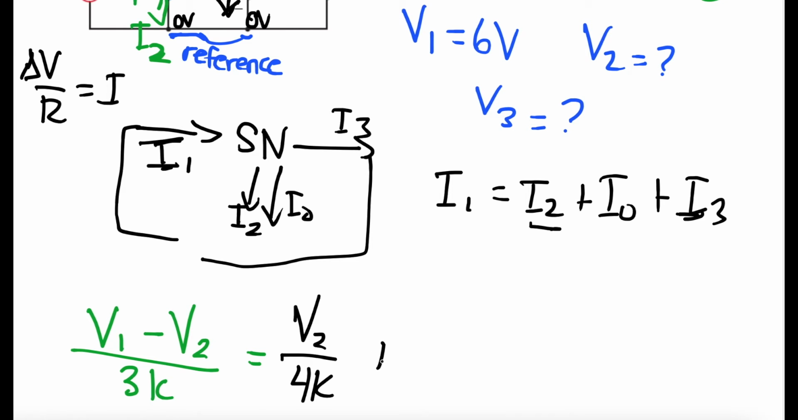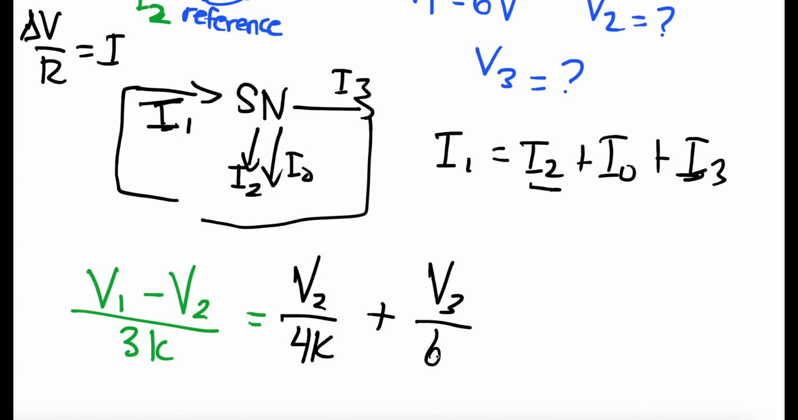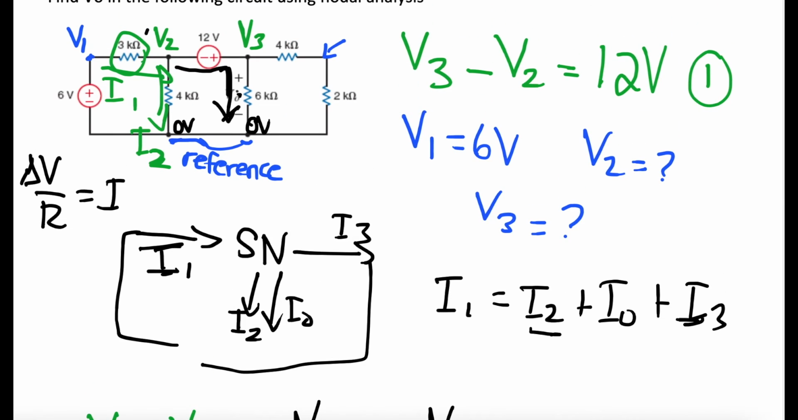So what about I naught? Well, I naught is equal to V3 over 6K, right? The same rules apply as for the V2 reference node. If we look over here, it's still V3 minus 0 over 6K, right? So it's V3 minus 0 over 6K to essentially get what I naught is coming down here. So that's what I naught is.